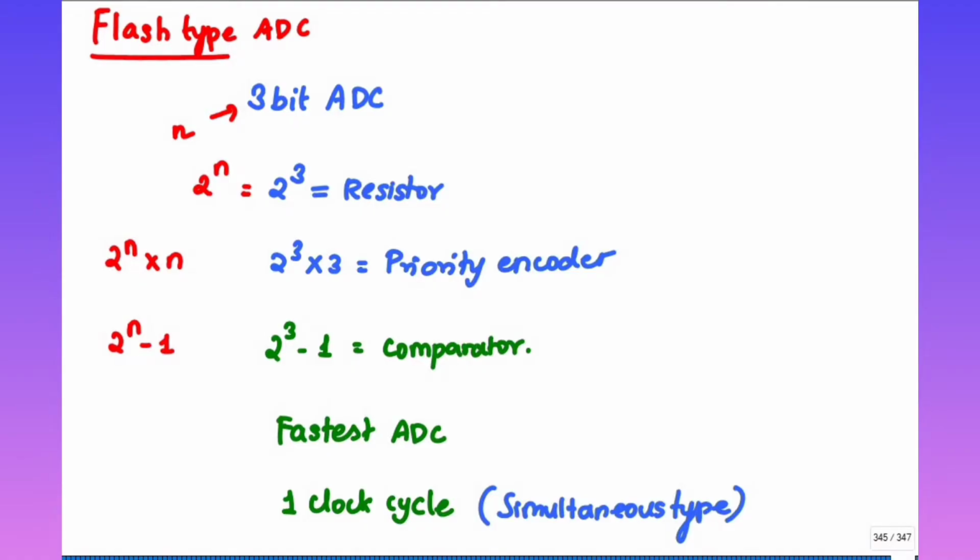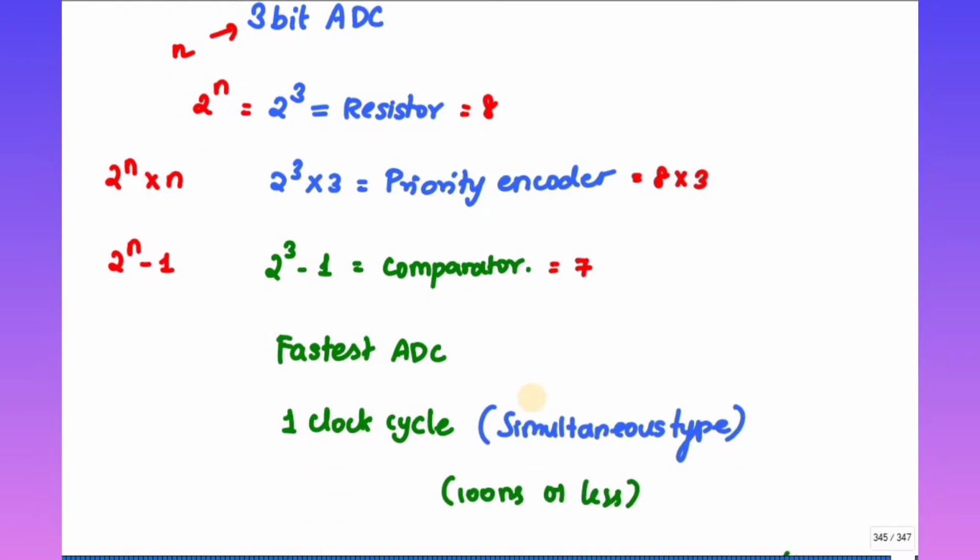So if I consider it as a 3-bit, you require 8 resistors, an 8 cross 3 priority encoder, and then 7 comparators are required. This flash ADC is also called a simultaneous type ADC because within 1 clock cycle, that is within 100 nanoseconds or less, it will convert my analog signal into a digital signal. So it is called the fastest ADC.